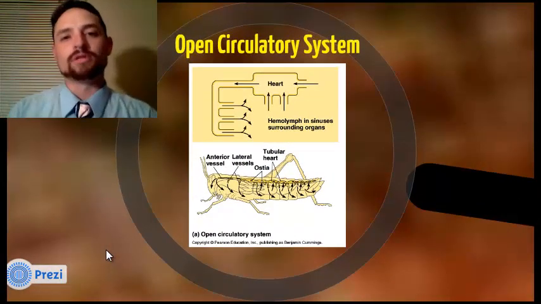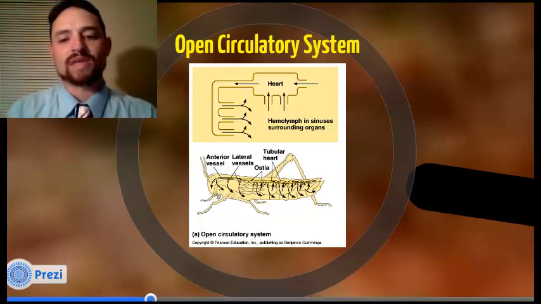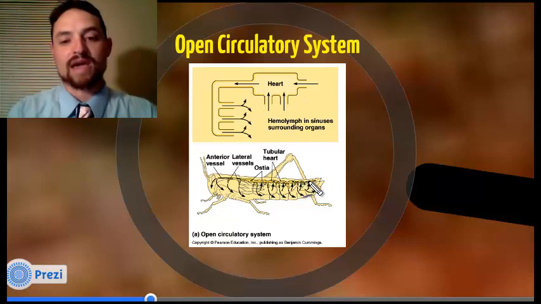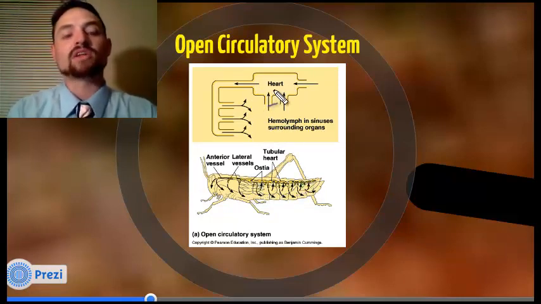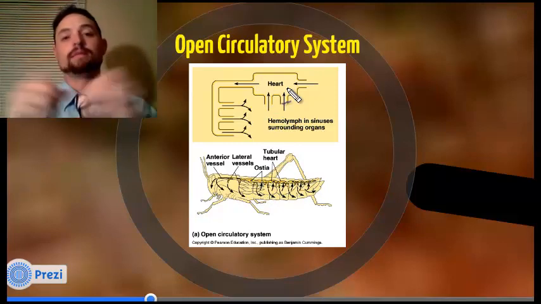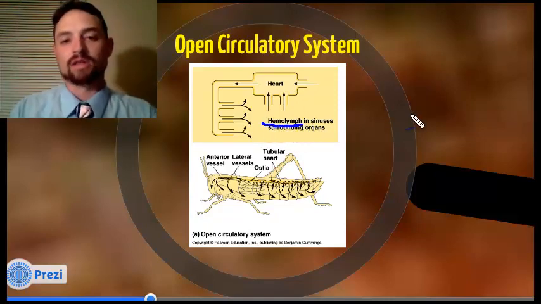Next would be that open circulatory system. This is what we see in insects. In insects, we have a heart. You can see here, in fact, there are several hearts all along the back. If you look real close at that picture, you'll see that there's more than one heart. These hearts have openings, and as they pump, they pull in liquid and push out liquid. That liquid right here is called hemolymph.